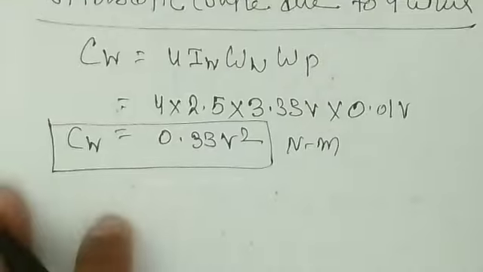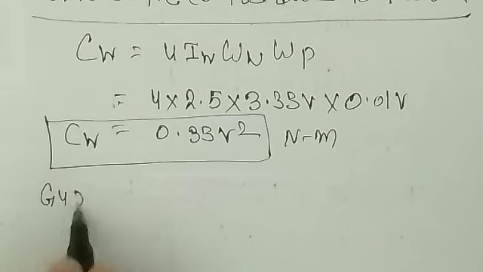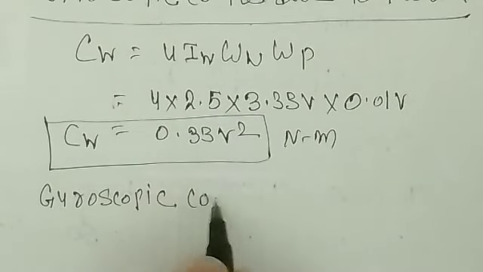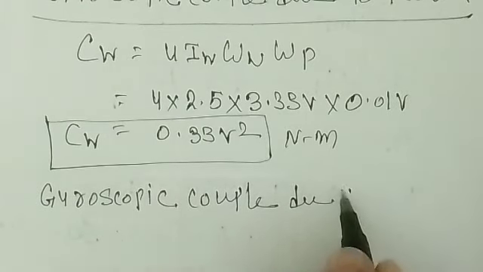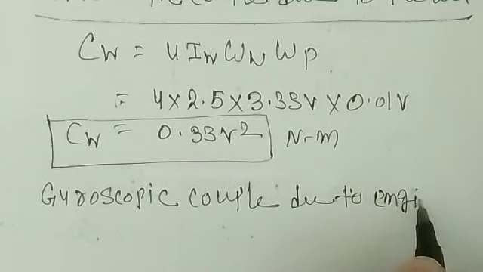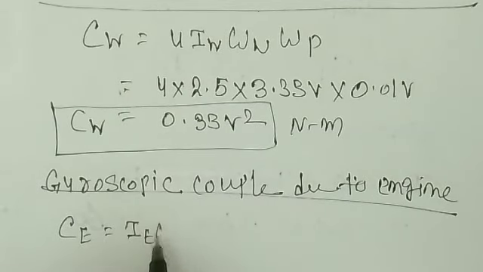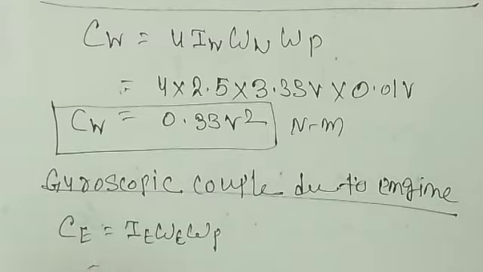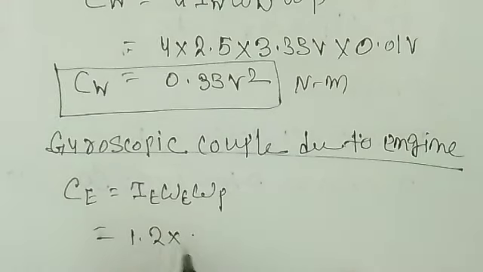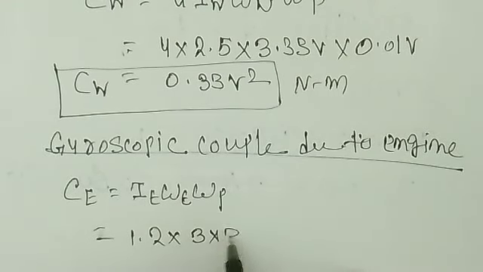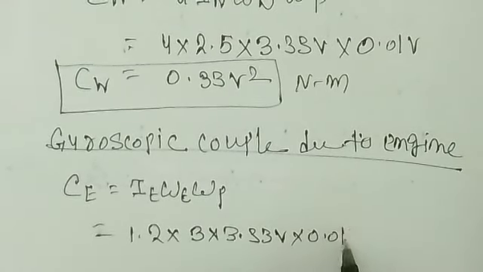Now we find out the gyroscopic couple due to the engine, right? So now you have a gyroscopic couple due to rotating part, you can say, or due to engine, right? So CE is equal to IE omega E into omega P. So moment of inertia of the engine is given, which is 1.2. Omega E, you have a gear ratio given, so omega E is nothing but 3 into 3.33 V, right? And omega P is what, 0.01 V here.